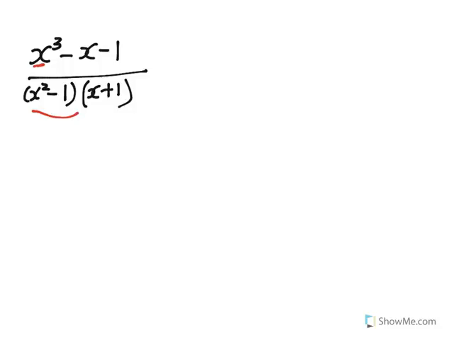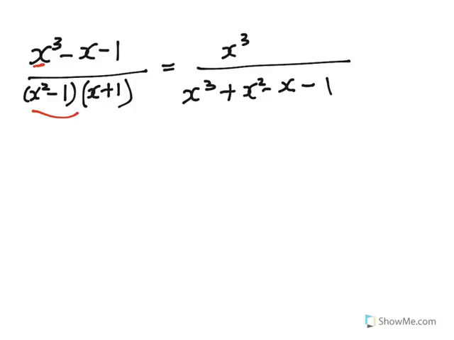Because this is an improper fraction, what do we need to do? We need to do long division. Before we do partial fractions, always make sure that it is a proper fraction. In this case, it is improper. So let's expand the denominator. We have x cubed plus x squared minus x minus 1. This is the denominator, and the top we have x cubed minus x minus 1.